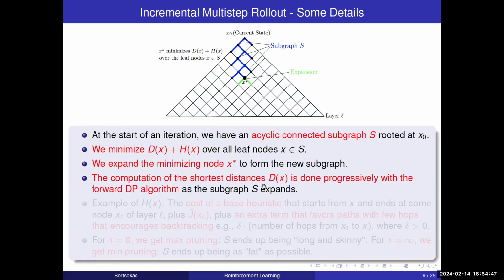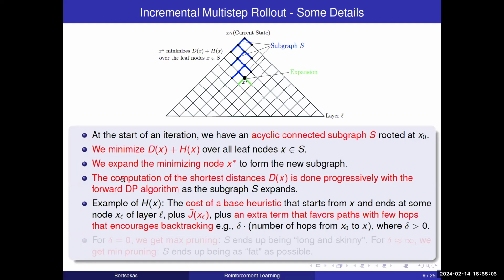The computation of the shortest path distances d of x can be done progressively. Again, with the DP algorithm, we have all of these d of x values computed from a previous iteration, so we can expand it. Do you have a question? Okay. So we can expand it like that.